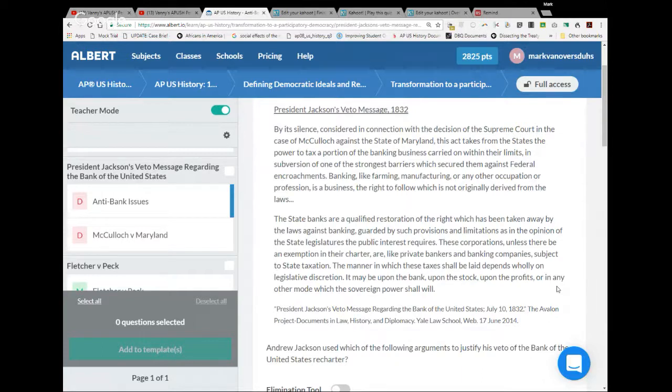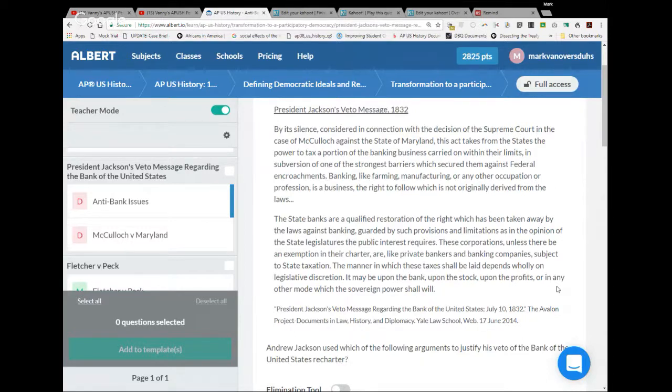What does Andrew Jackson's veto message say in plain English? Ooh. Federal banks are a business and they aren't in the Constitution, Drew says. Thank you, Drew.